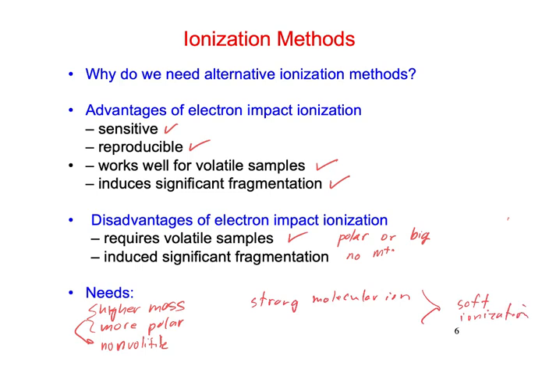I didn't understand a strong molecular ion. What do you mean by that? We want an observable one. Ideally, the molecular ion might be the base peak, right? We don't want one so small or nonexistent at all. We at least want to have an observable molecular ion.